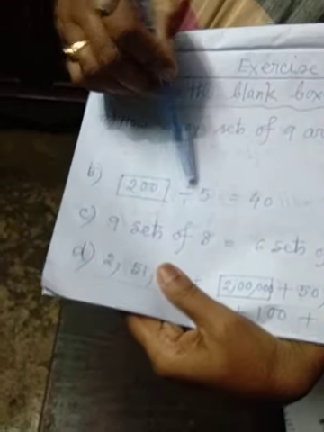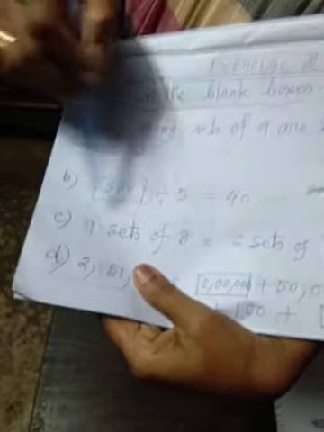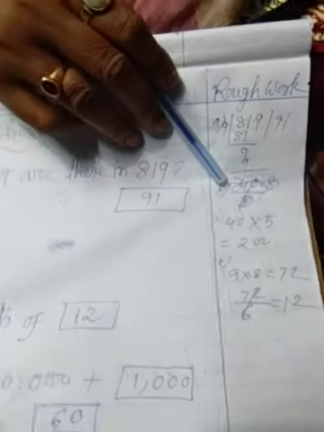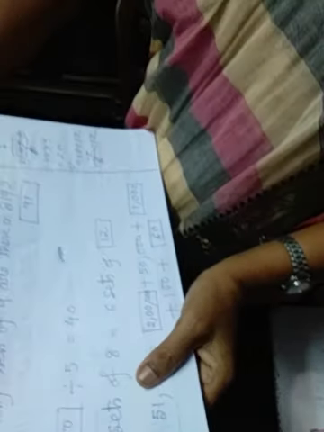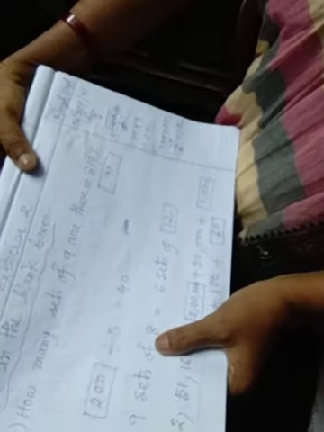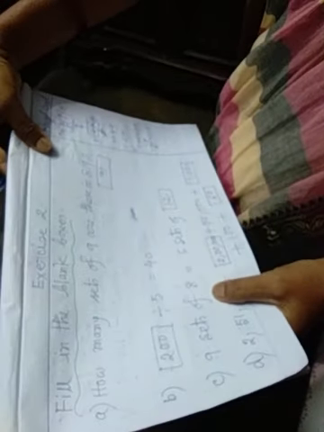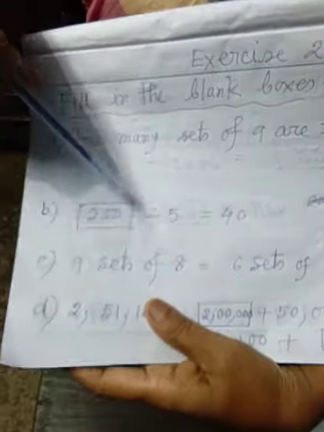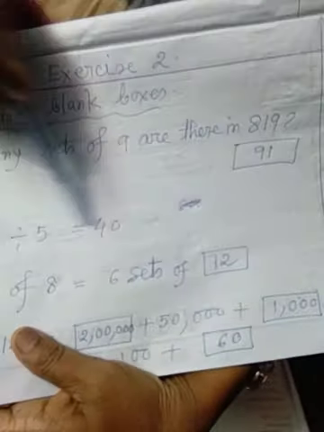Okay. B. Blank box divided by 5 equal to 40. यहाँ पर blank divided by 5 equal to 40. So 40 into 5, 40 into 5 is 200. 200 के 5 से divide करो 40.